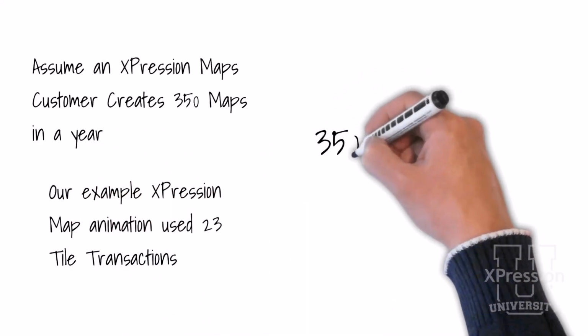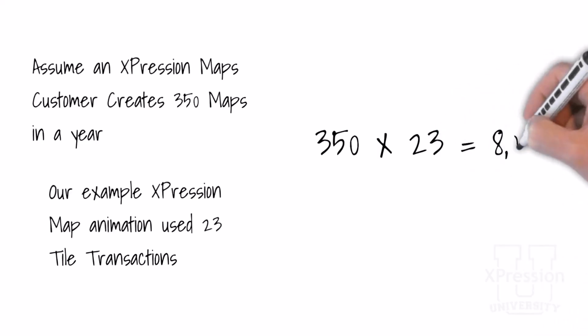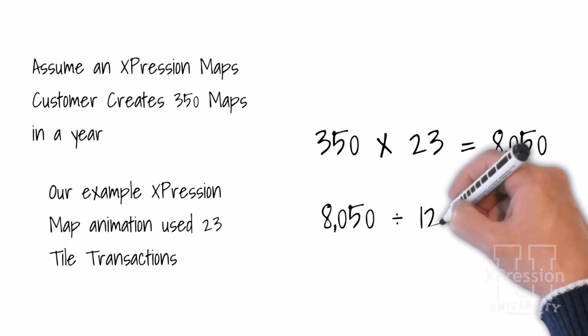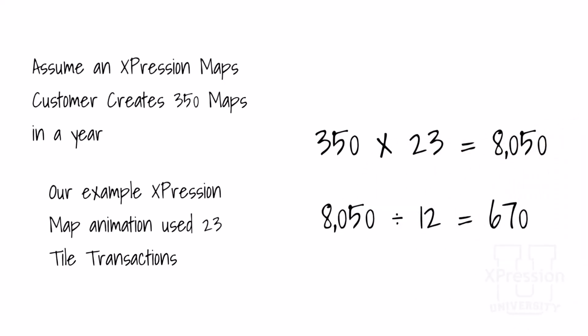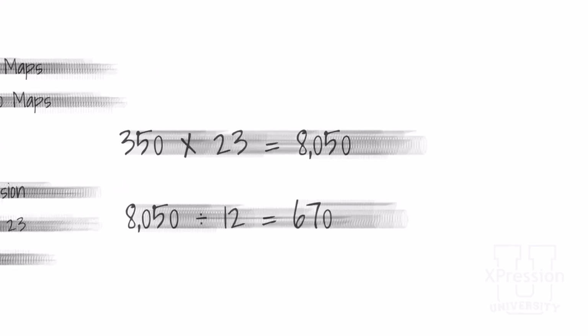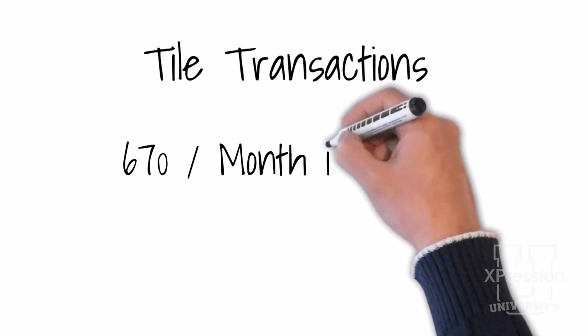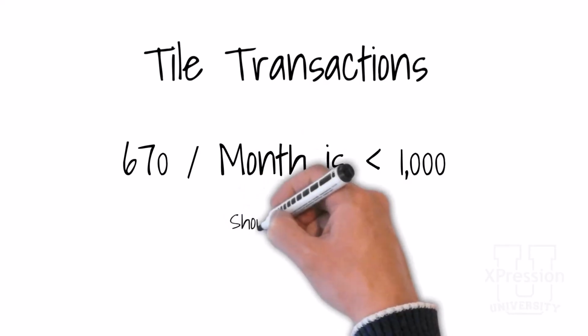If I multiply 350 times 23, I'll get 8,050 tile transactions. If I take that 8,050 and divide that by 12, one for each month, I'll use about 670 tile transactions in a month. If we actually did 670 transactions per month, that's less than 1,000, so it should be free.